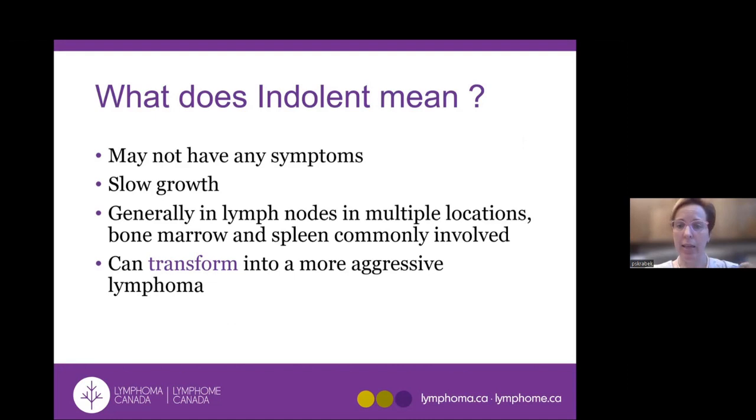Generally, indolent lymphomas are in the lymph nodes in multiple locations, and the spleen and bone marrow are commonly involved. Patients with indolent lymphoma can have a couple of things happen that are unusual. One is that they can spontaneously regress, meaning they can go into remission with no treatment at all. And the second is that they can transform into a more aggressive lymphoma.